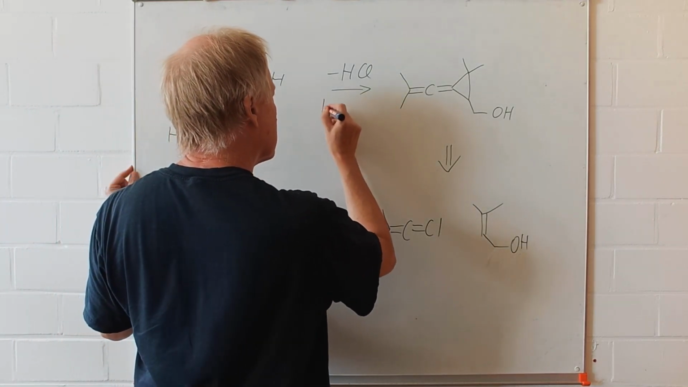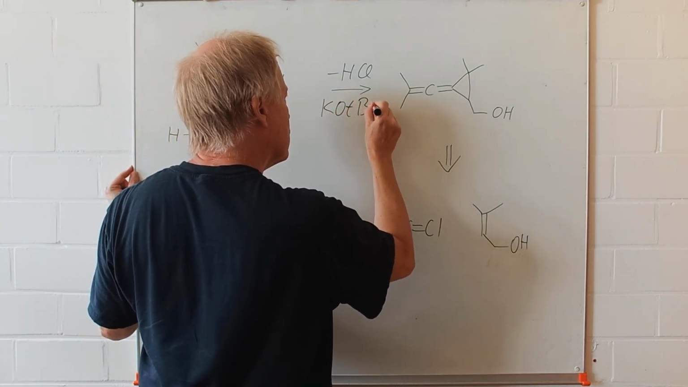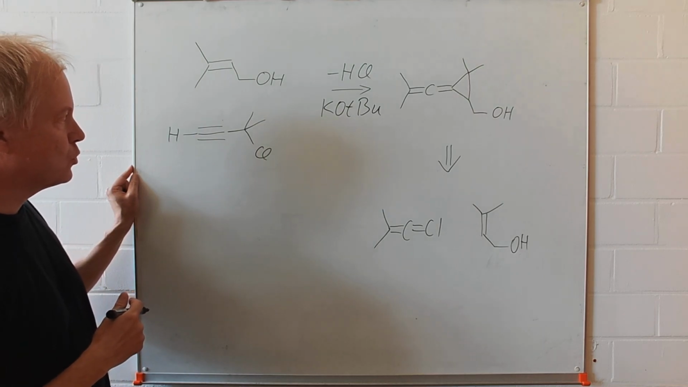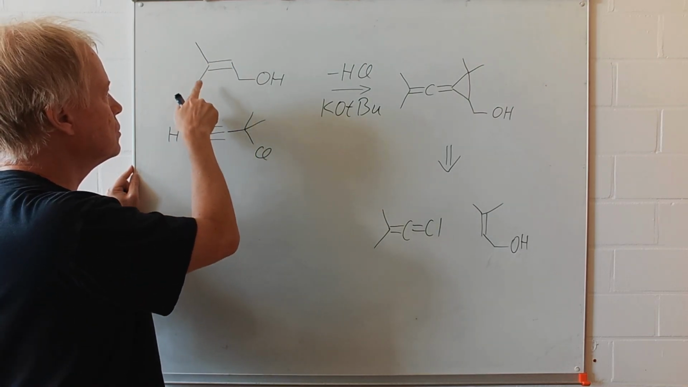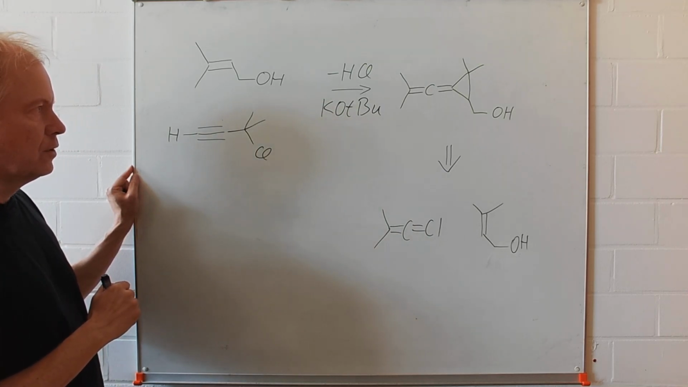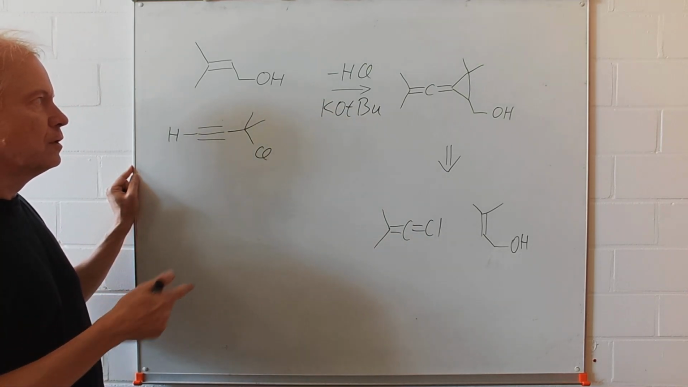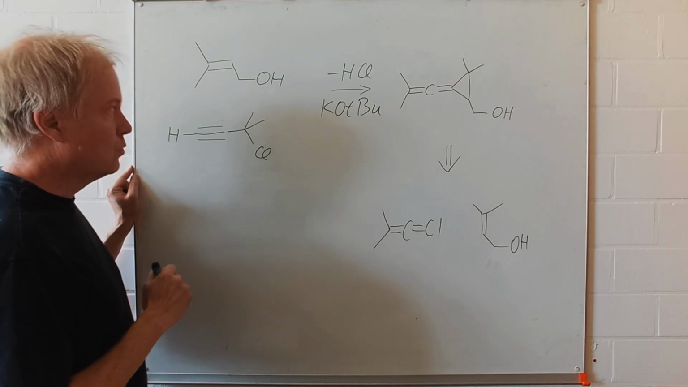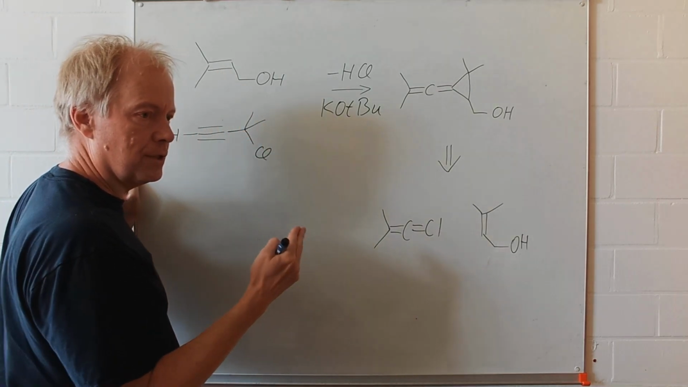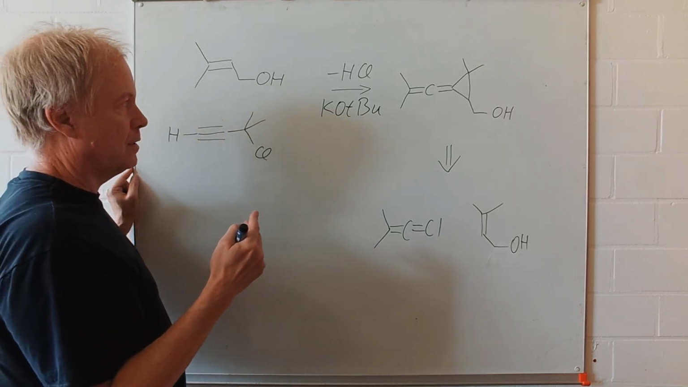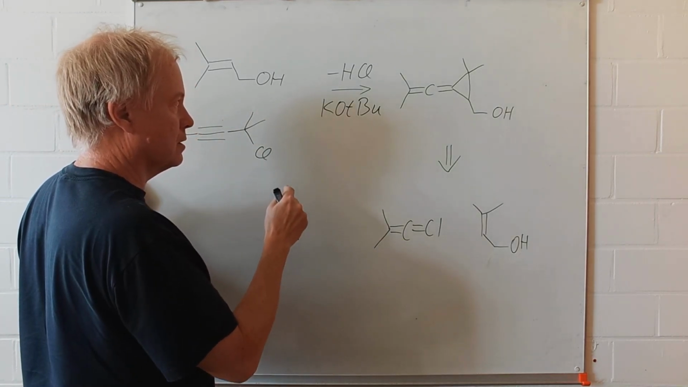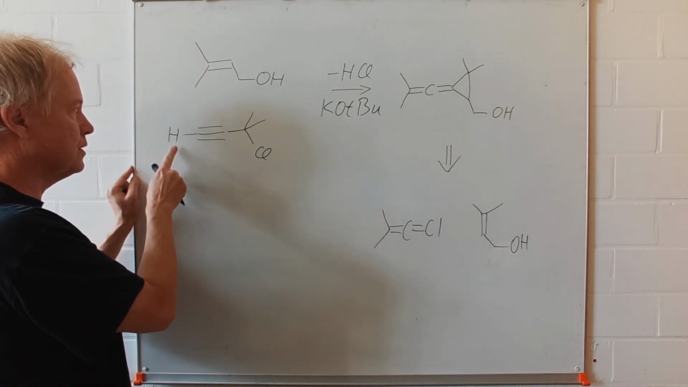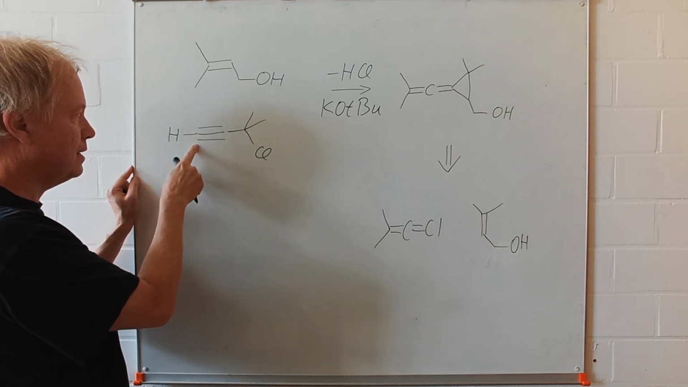For instance, potassium t-butoxide. What would happen with potassium t-butoxide adding to a mixture of this alcohol and this alkyne? Of course, the fastest reaction will be the deprotonation of the primary alcohol. It is more acidic compared to a tertiary alcohol like tertiary butanol. However, we also have an acidic proton here at the alkyne.